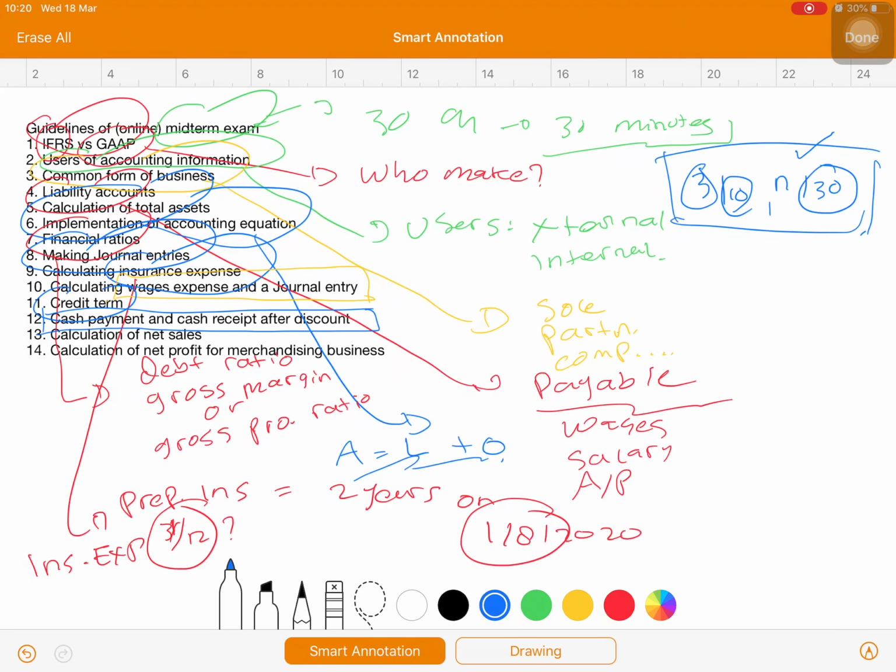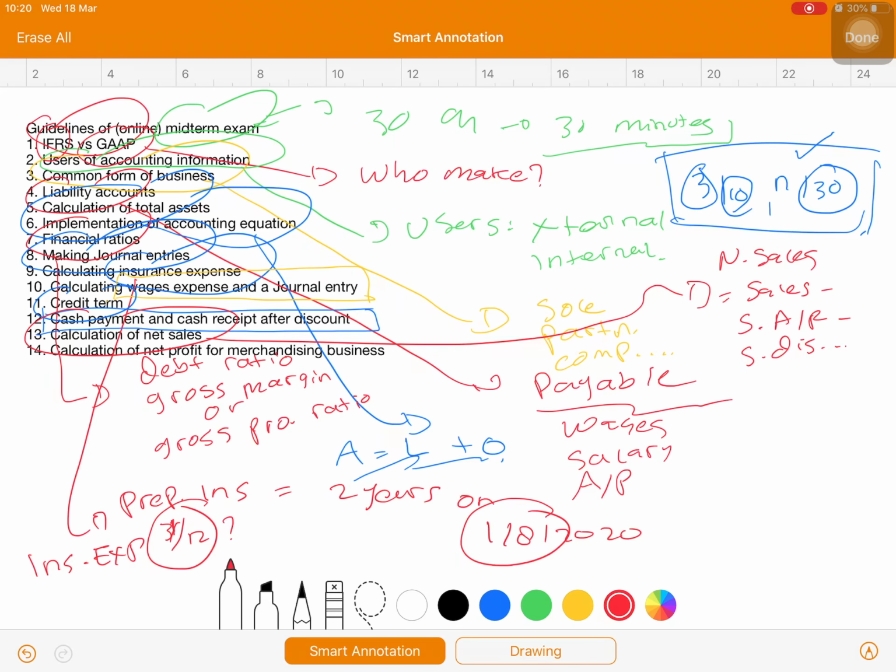Okay, and then next is about the calculation of net sales. The net sales can be like sales minus sales return and allowance minus sales discount, and so on and so on. You can refer to the slides for the full or complete formula.